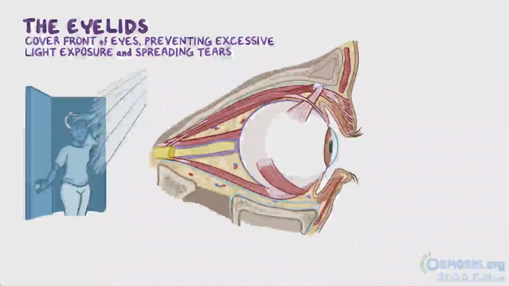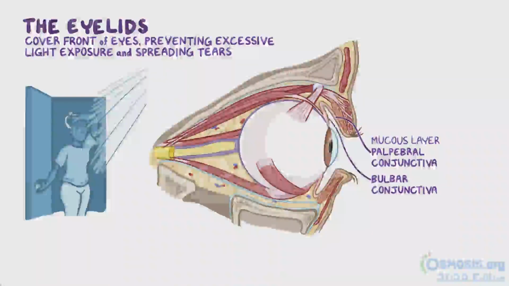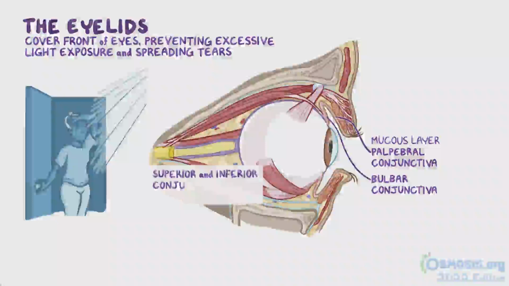From the inside out, first there's a mucus layer covering the internal part of the eyelids called the palpebral conjunctiva. This is continuous with the bulbar conjunctiva, which adheres to the periphery of the cornea and covers the exposed sclera until the corneoscleral junction. The parts where the palpebral and bulbar conjunctiva meet are called the superior and inferior conjunctival fornices, and they are located in the superior and inferior eyelids respectively.